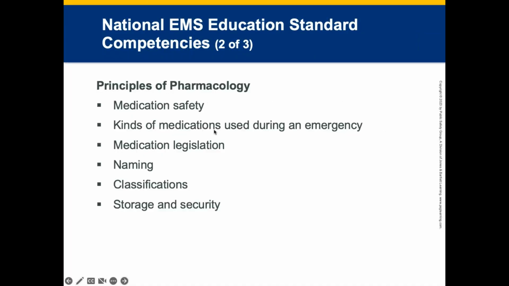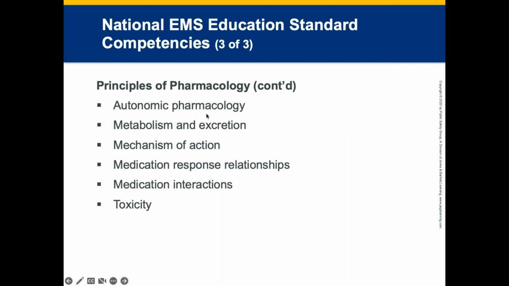So we're going to cover medication safety, kinds of medications used during a drug emergency, medication legislation, the naming of meds, classifications of the medications, then storage and security. We're going to look at metabolism and how they excrete, the mechanism of action, the autonomic pharmacology behind it, the medication response and relationships, medication interactions, and then toxicity. So there's a lot of different things we need to understand about the medications that we give.